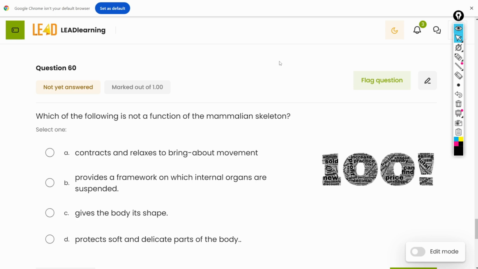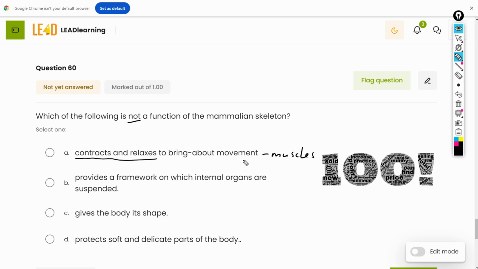Question 60. Which of the following is not a function of the mammalian skeleton? Option A says contracts and relaxes to bring about movement. Now, it is muscles that contract and relax to bring about movement, not the mammalian skeleton. But let's look at the other options.